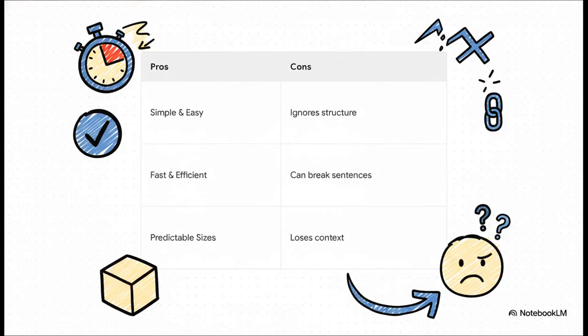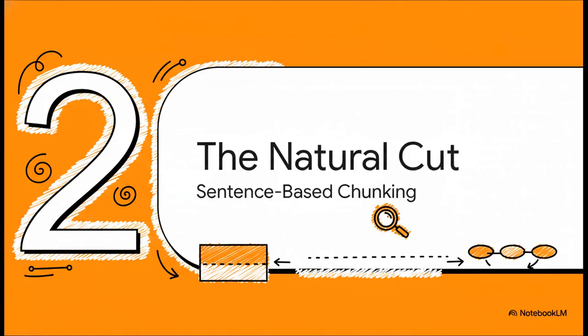So the trade-off here is pretty obvious, right? On the one hand, this method is super simple and incredibly fast. You get these nice predictable chunk sizes that are easy to work with. But, and this is a big but, the downside is huge. It has zero respect for the meaning of the text. You're going to break sentences, you're going to lose crucial context, and you could seriously hurt your model's ability to find the right information.